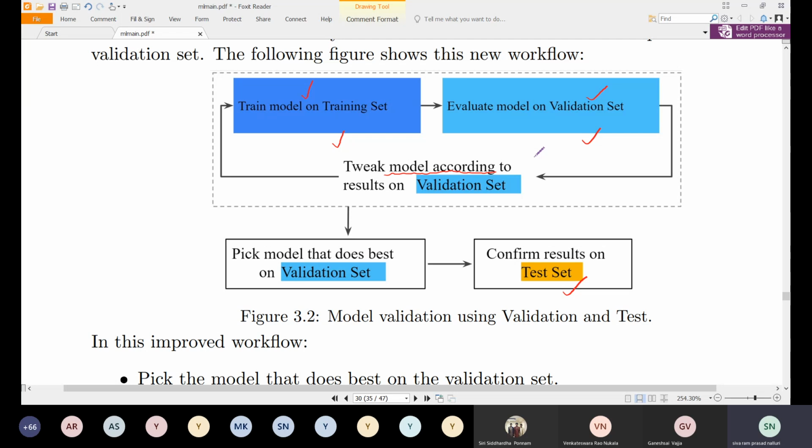Assume that during validation your performance is good. Pick the model that does best on the validation set. So of all the models, suppose model 1, model 2, say up to model 10, finally you found that the fifth model, model 5, has a good validation performance. So we select the fifth model.